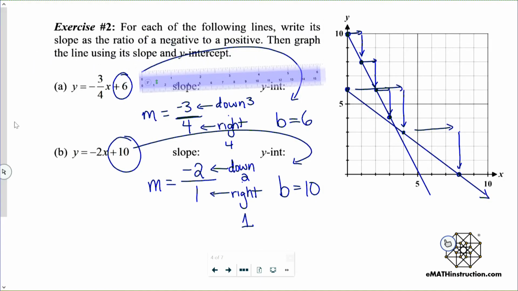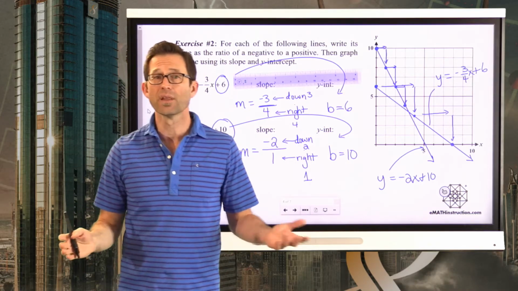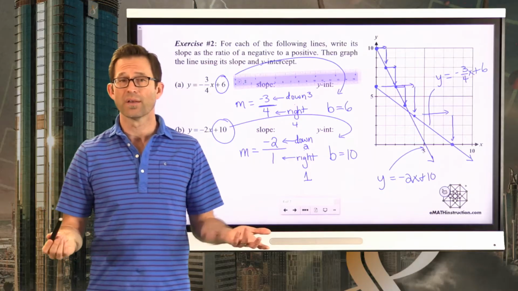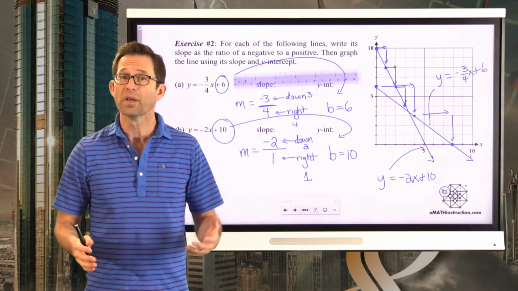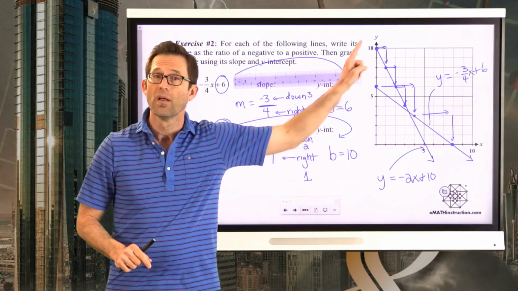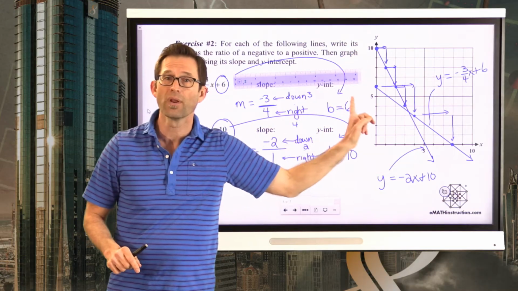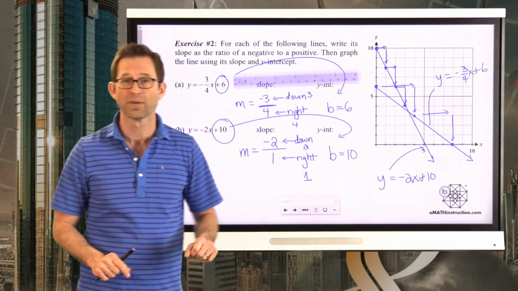Bye-bye, ruler. All right, I should really label these things with their equations. This one is y equals -3/4 x plus 6, and this one is y equals -2x plus 10. All right, so obviously lines can have negative slopes as well as positive slopes. The big difference is with negative slopes, the line is always going to head downhill from its y-intercept.